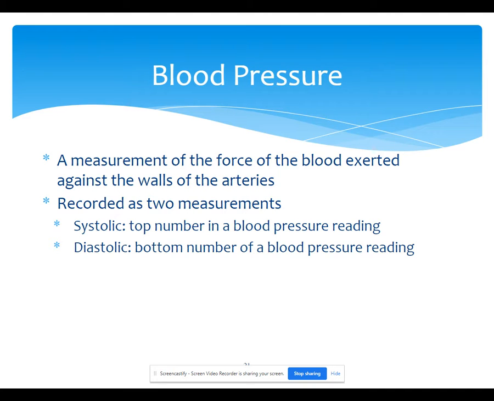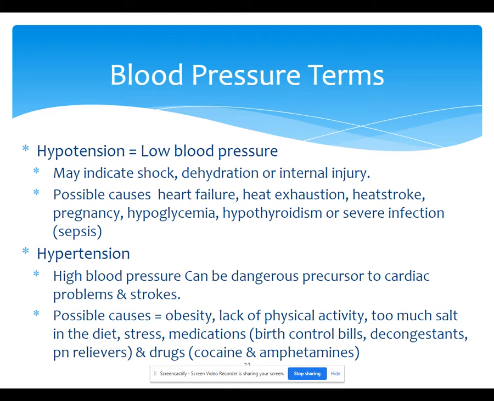Blood pressure. So this is the measurement of the force of blood that's exerted against the walls of the artery. There's 2 measurements. There's the systolic and the diastolic. Systolic is when the heart contracts, so it's the hard force, so it's going to be the higher number, okay? So when the heart contracts, it's the top number, it's the higher number. Diastolic is the bottom number. It's when the heart is resting and refilling, so the pressure isn't as high on those arteries.